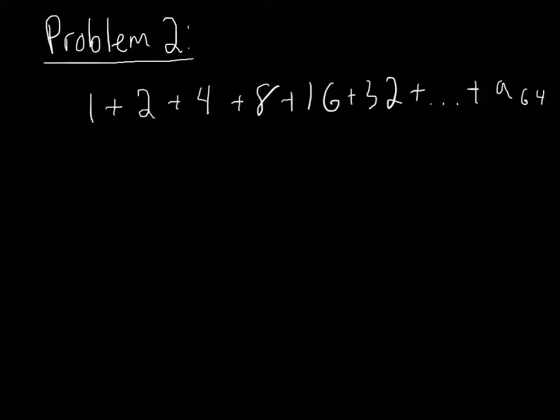So, this is a summation formula again. So let's go ahead and write down the formula. S sub n is equal to a sub 1 times 1 minus r to the nth over 1 minus r.